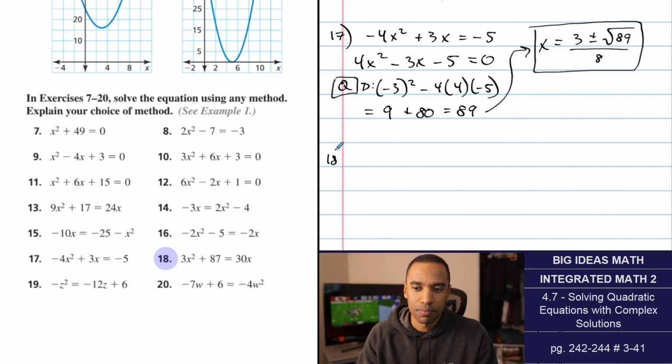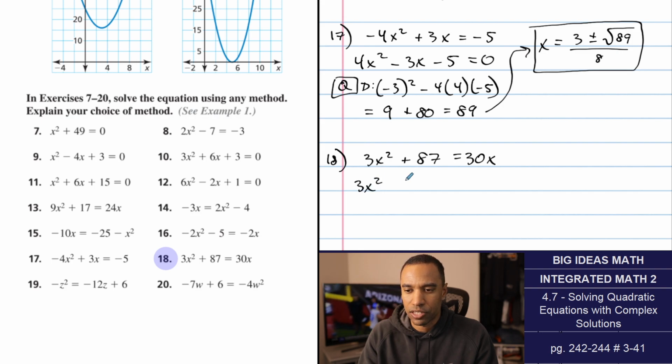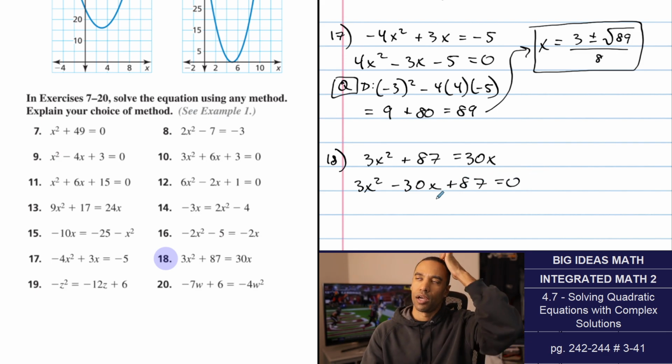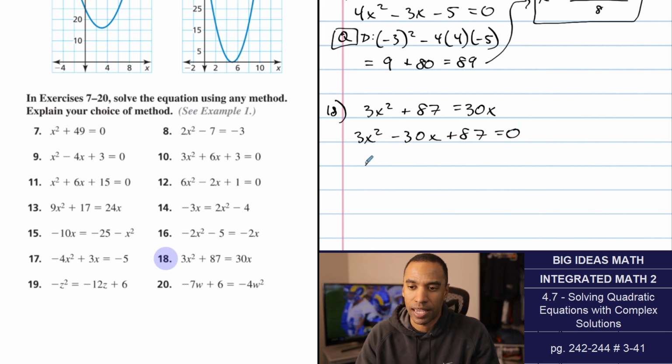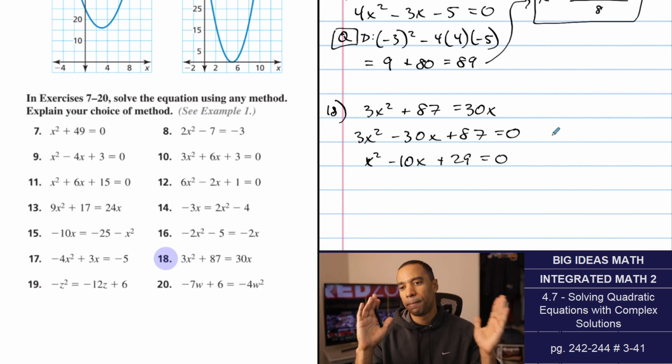Let's go to number 18. We have 3x squared plus 87 equals 30x. I'm going to subtract 30x over, and I'm really hoping, I think 87 divides by 3, plus 87 equals 0. It does, but it's 29. So I'm going to divide everything by 3, and I get x squared minus 10x plus 29 equals 0.